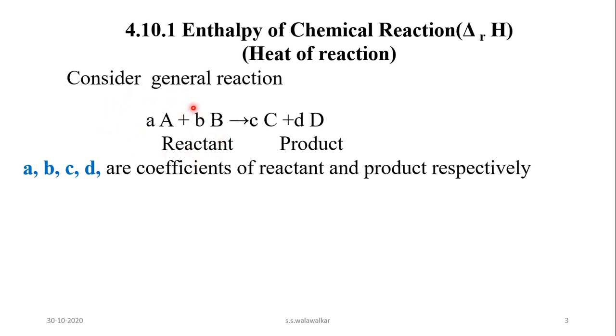a moles of A react with b moles of B. So the total number of moles of reactants is a moles of A plus b moles of B. And the total number of moles of products is c moles of C and d moles of D. So a, b, c, d are the coefficients of the reactants and products respectively.